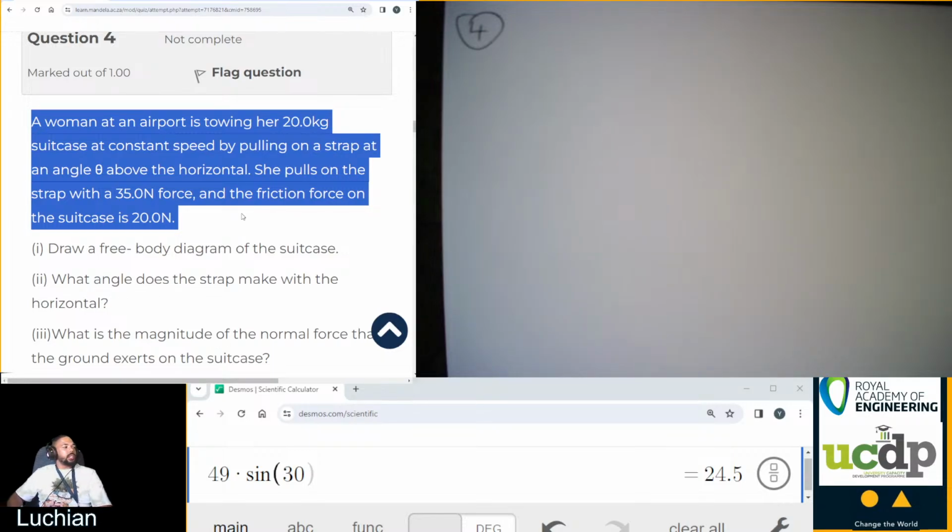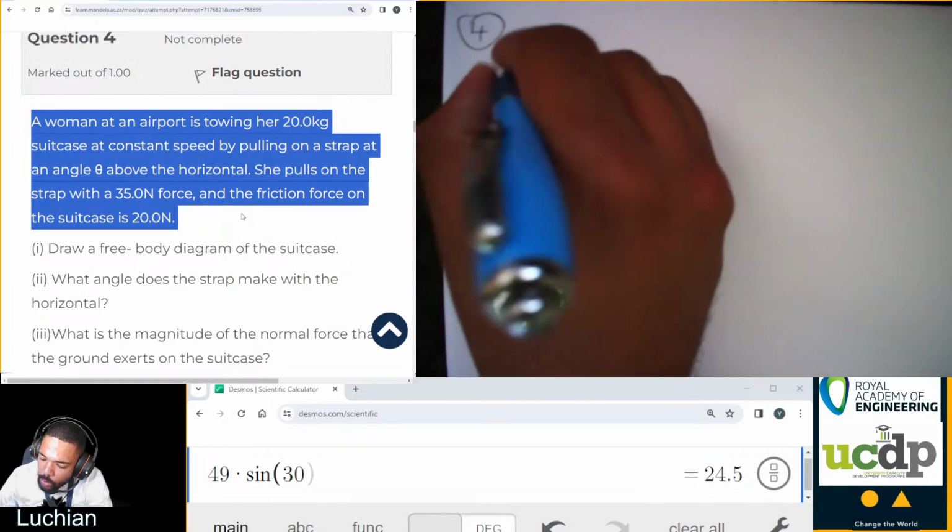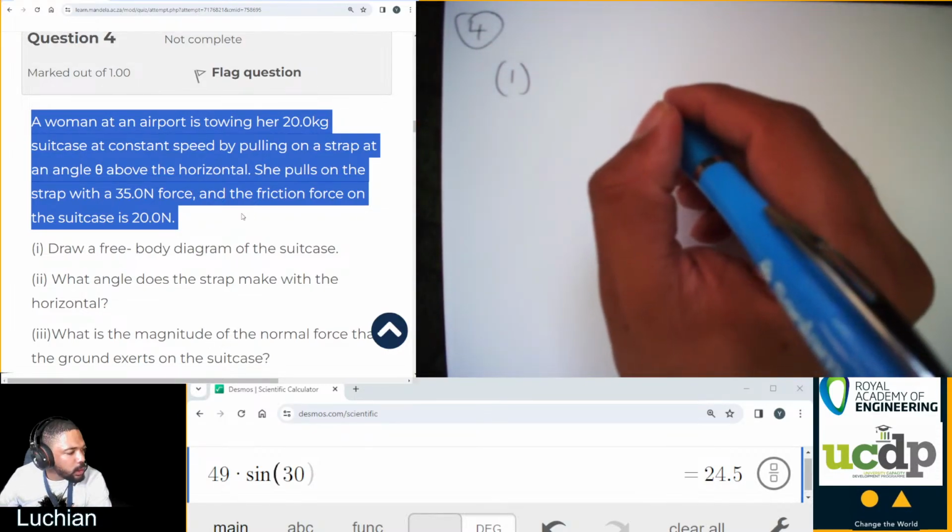Now question 4 says a woman at an airport is towing her 20-kilogram suitcase at a constant speed, so there's no net force, by pulling on a strap at an angle theta above the horizontal. She pulls on the strap with a 35 Newton force, and the friction force on the suitcase is 20 Newton. Okay, so first question, draw a free body diagram of the situation.